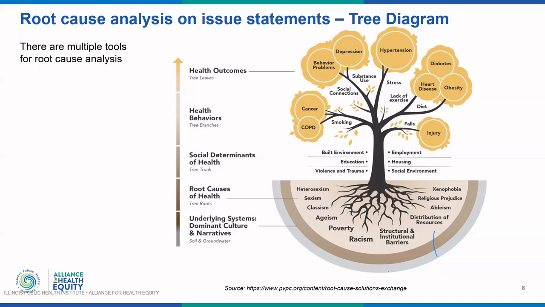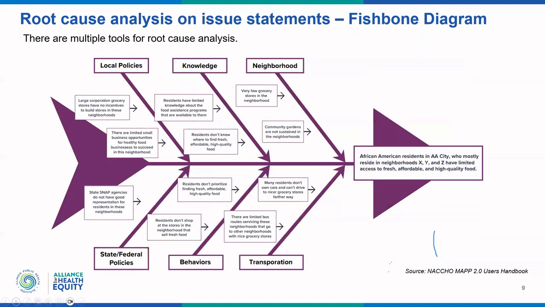It's a really simple visual process that you can do with folks to get them thinking about root causes, but this is also a way that you can demonstrate your findings of the process: this tree diagram. It's one that, again, CDPH has used. Another one is the fishbone diagram. Those of you who specialize in program management would be familiar with this, or who have done this work before. This is an example pulled from the NACCHO MAP 2.0 handbook.